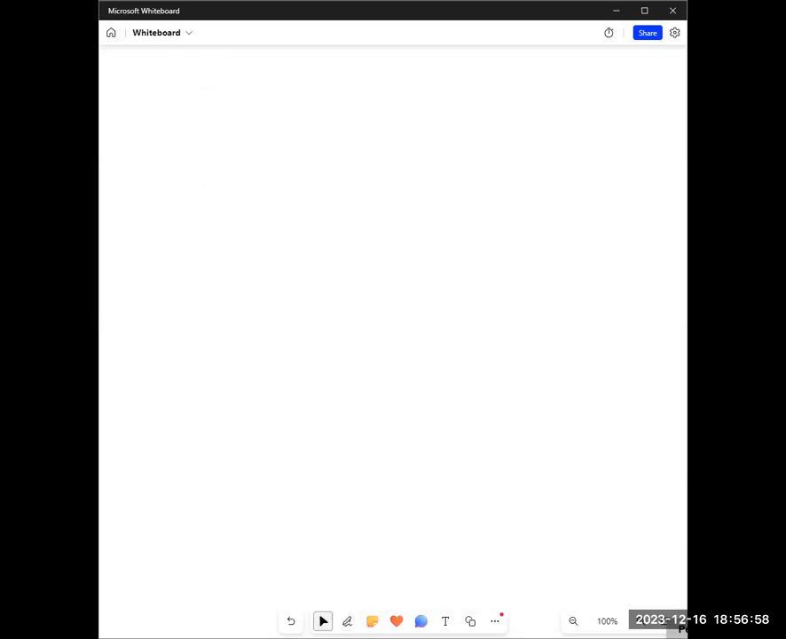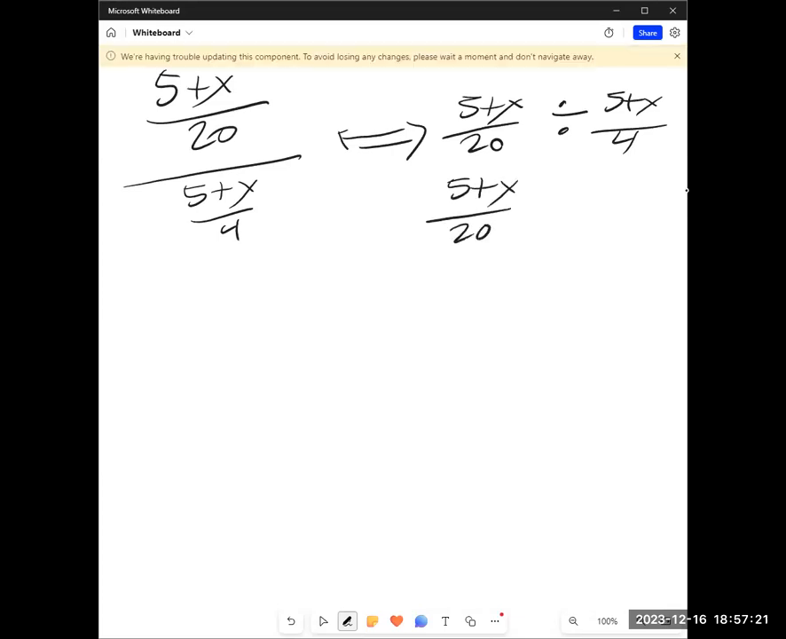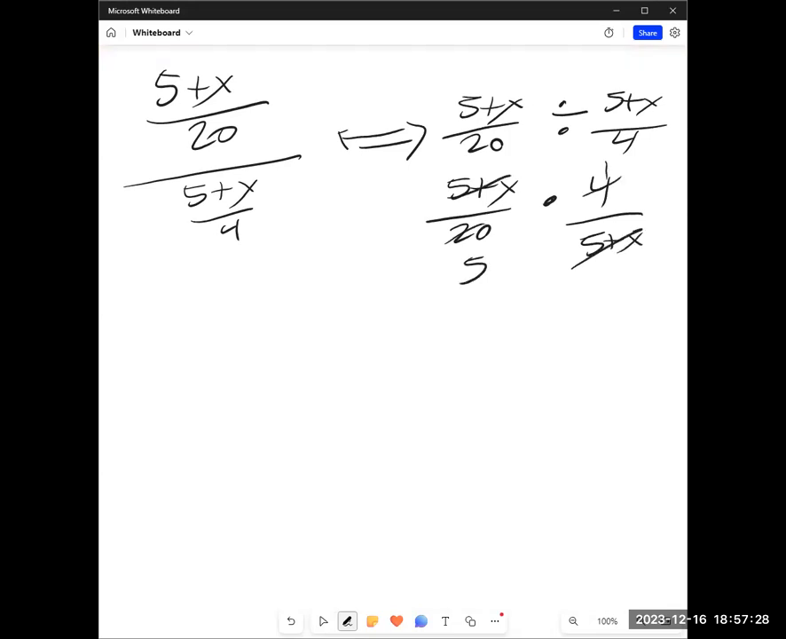All right. So that was method 1. This is also going to be method 1, 5 plus x over 20 divided by 5 plus x over 4. It's 5 plus x over 20 divided by 5 plus x over 4. 5 plus x over 20 times 4 over 5 plus x. 4 goes into 20 5 times, and this is 1/5.